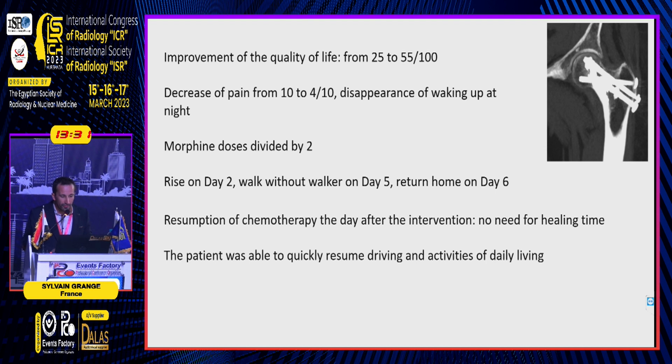This procedure improved the quality of life from 25 to 55 out of 100. The pain decreased from 10 to 4 out of 10. There was disappearance of waking up at night. Morphine doses were divided by 2. The patient rose on day 2, walked without crutches on day 5, and returned home on day 6. Chemotherapy resumed the day after the intervention. This is a very important point because there is no need for healing time, and the patient was able to quickly resume driving and activities of daily living.